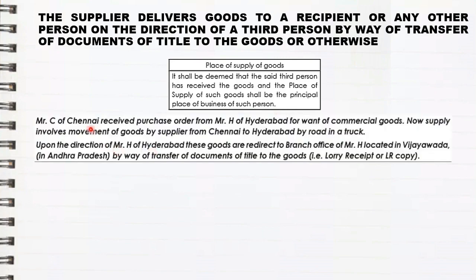Mr. C of Chennai received a purchase order from Mr. H of Hyderabad for a lot of commercial goods. So here the supplier is Mr. C from Chennai, and the purchaser is Mr. H from Hyderabad. Now supply involves movement of goods by the supplier from Chennai to Hyderabad by road in a truck. Okay, so now Mr. H gave a purchase order to Mr. C, to send goods by road.